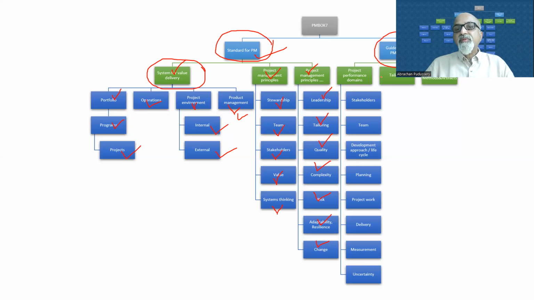Then comes the guide to the project management body of knowledge. Under that, we have the project performance domains. They are stakeholder management, team management, development approaches and life cycles, planning, project work and delivery, which is connected to the execution part of it, and the measurements we must do, and how to manage uncertainty in a project. So these are the project performance domains. And then we have tailoring guidelines, and how we really tailor the organization's standard processes to suit the project's specific requirements.